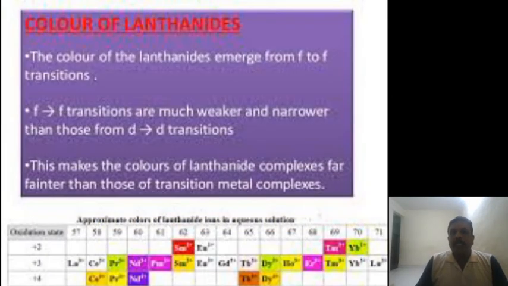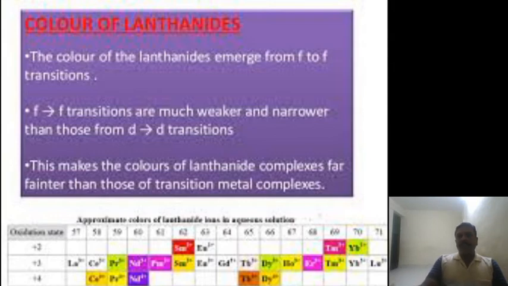Now we will see the color of the lanthanides. Matter can show color when it has half-filled orbitals or when it absorbs light from the visible range. The color of the lanthanides emerges from f to f transitions. That means there is a small energy gap between the f orbitals. Hence, by absorbing a small amount of energy from the visible light, they can go from the ground state to the excited state, and within some fractions of a second they come back to their original position. In the same way, they emit the light.